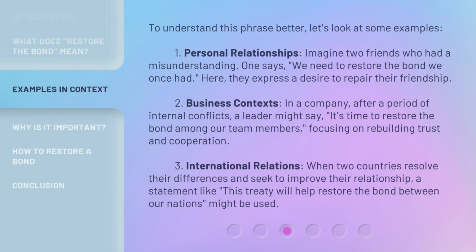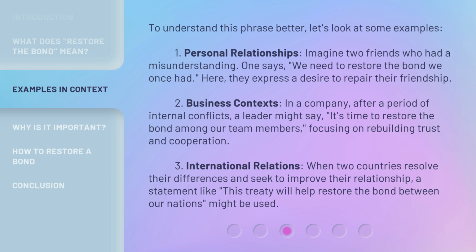To understand this phrase better, let's look at some examples. 1. Personal relationships. Imagine two friends who had a misunderstanding. One says, "We need to restore the bond we once had." Here, they express a desire to repair their friendship.